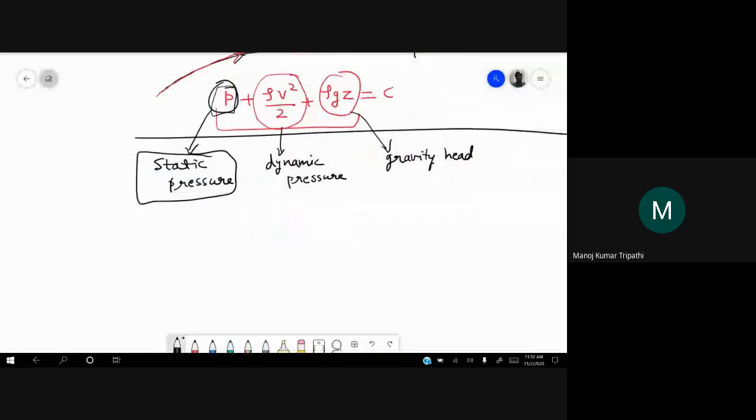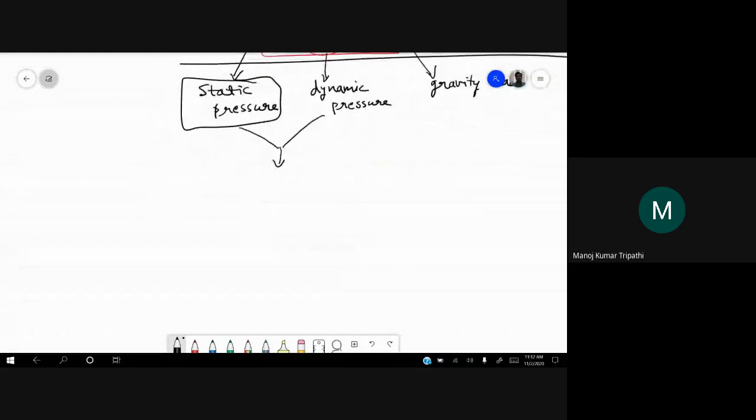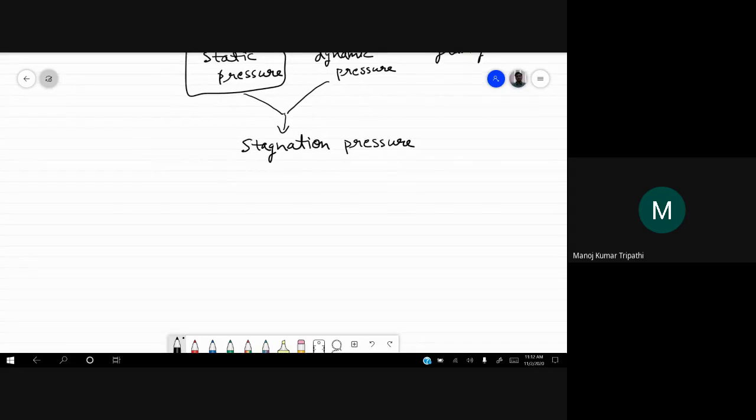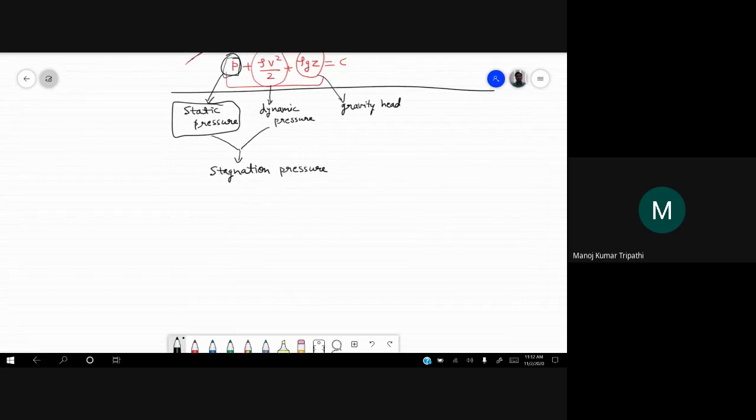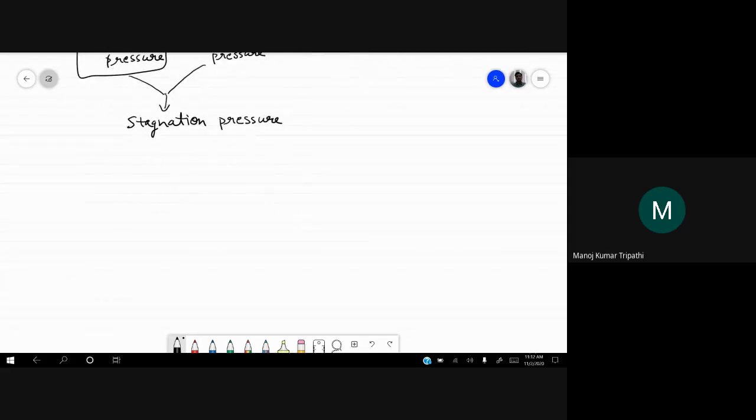Okay. And the sum of the static and dynamic contributions is known as the total pressure, or there is a special name for this. This is known as stagnation pressure. Okay. So now what these are physically, we can see in an example.